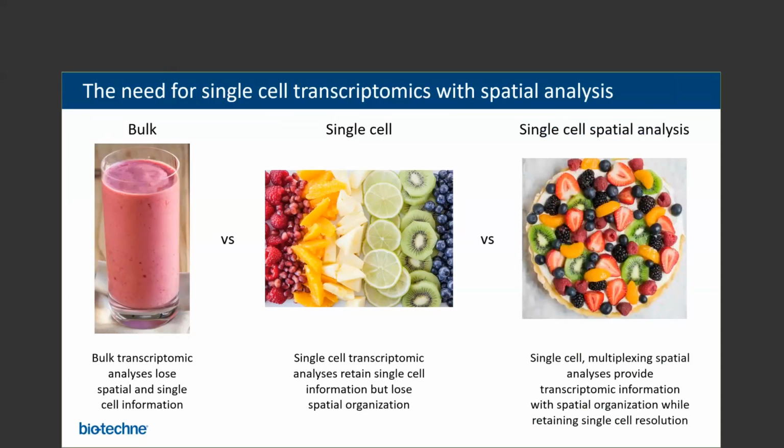Single cell multiplexing spatial analysis that detect RNA can provide transcriptomic information with spatial organization while retaining single cell resolution. So now, instead of an average blended smoothie with mystery ingredients, you can see all the fruit and how it is spatially arranged.